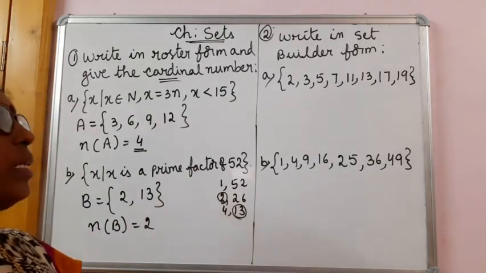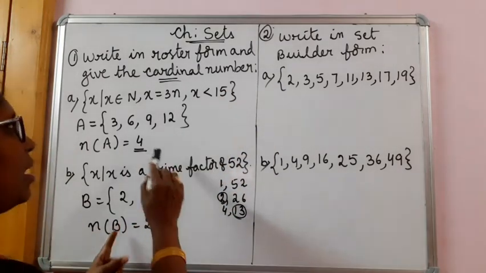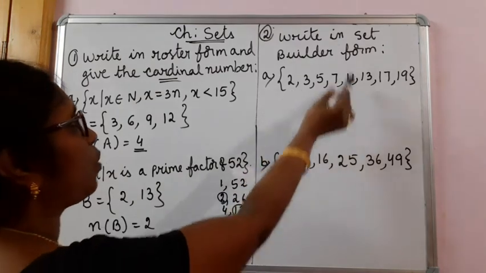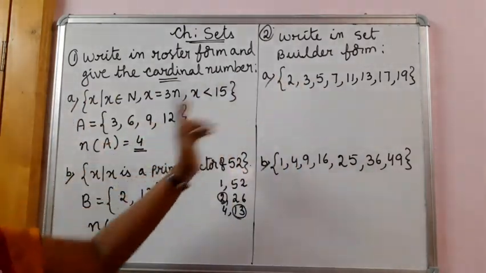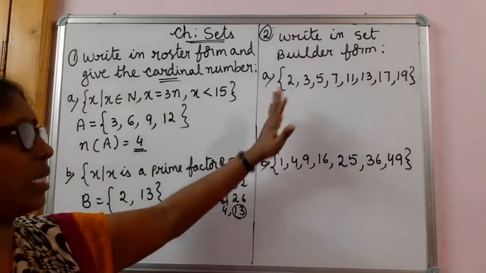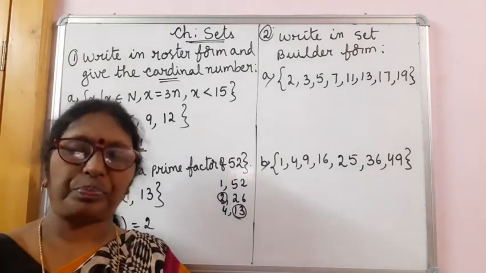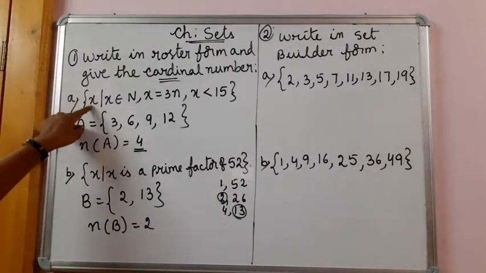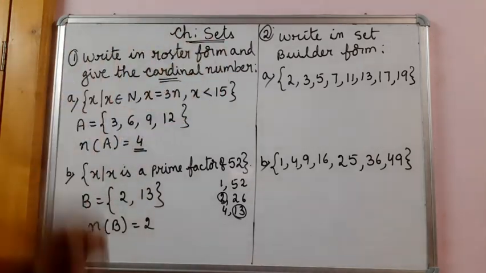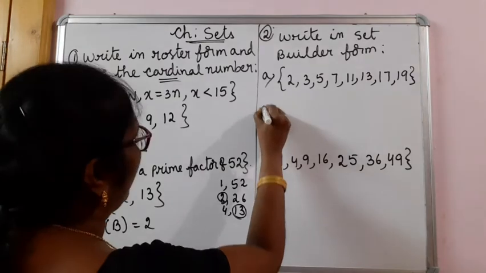Now let us have another variety. Variety in the sense that here the roster form is given to you and we have to write in set builder form, just the reverse of this. Here the cardinal number is not asked. Only the roster form we have to convert to set builder form. Whenever you write set builder form, you write x such that, and after that as per the given question. So let me name it as P.